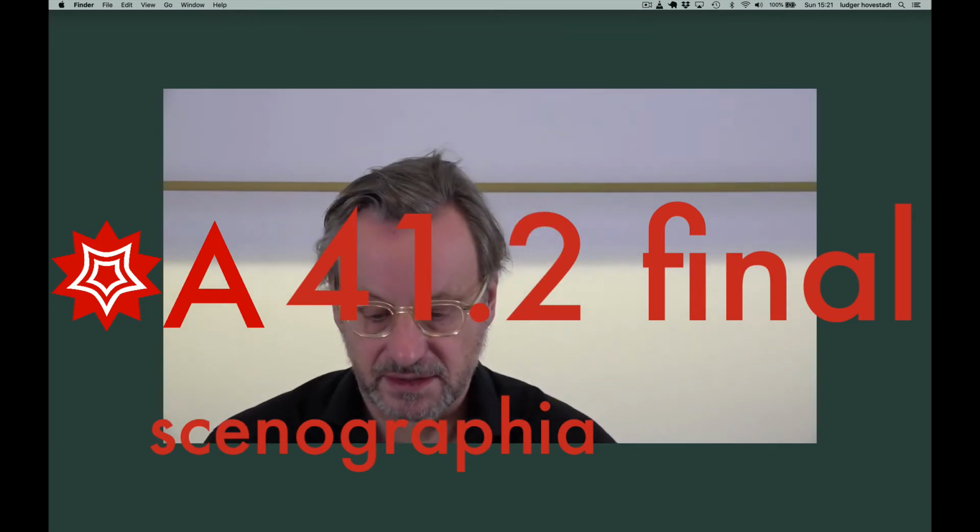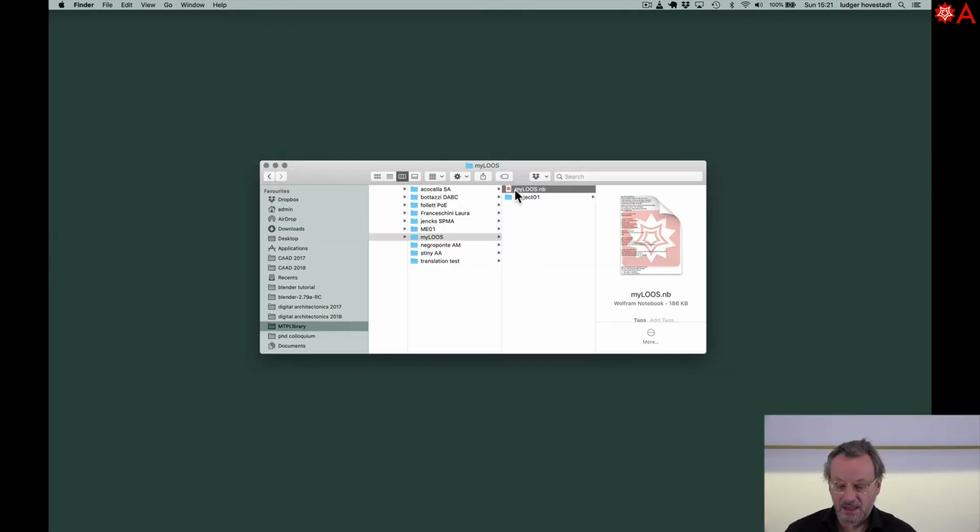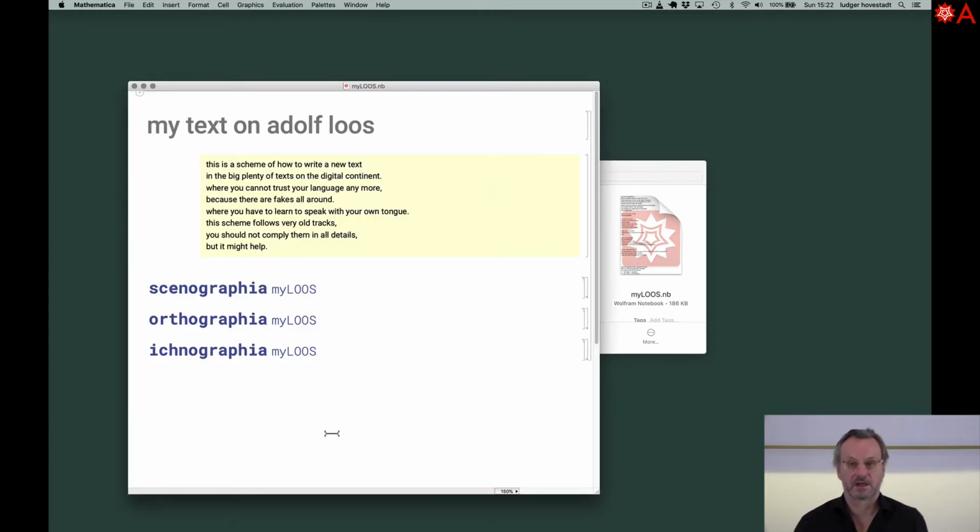Okay, now let's go to our text we want to write. This file is my work on Loos. I call it my something. This is a kind of guideline for how to work.